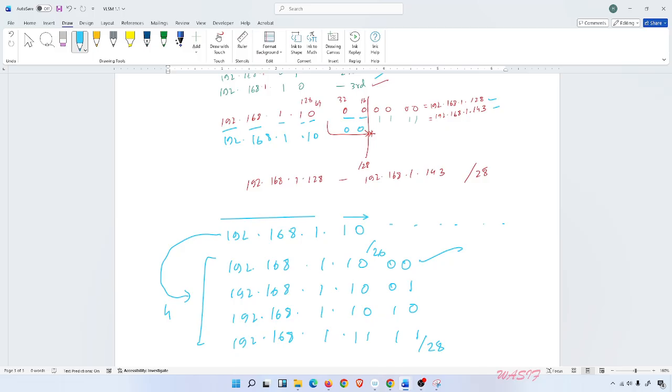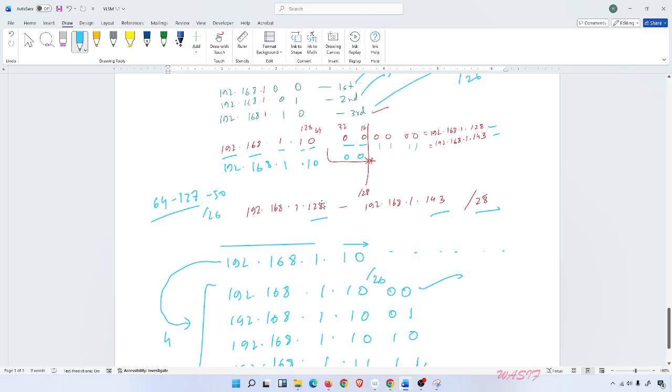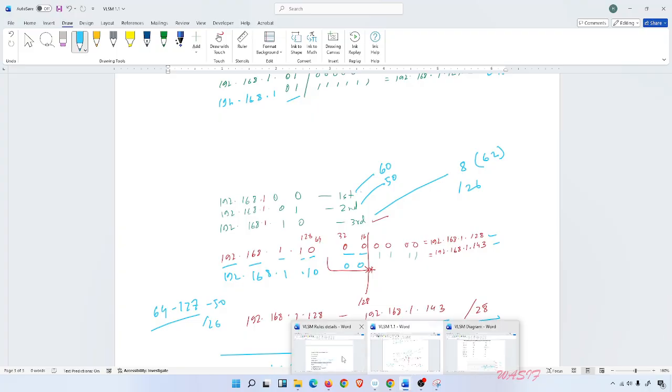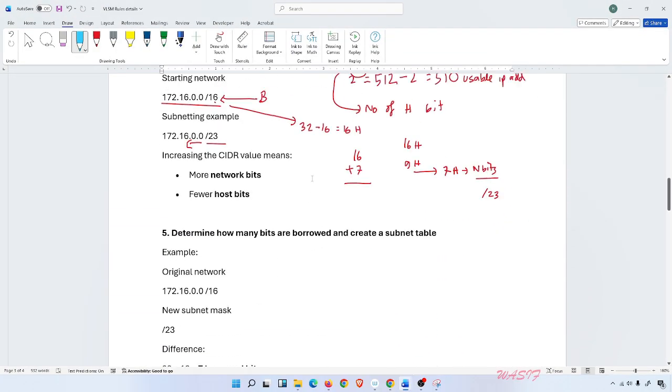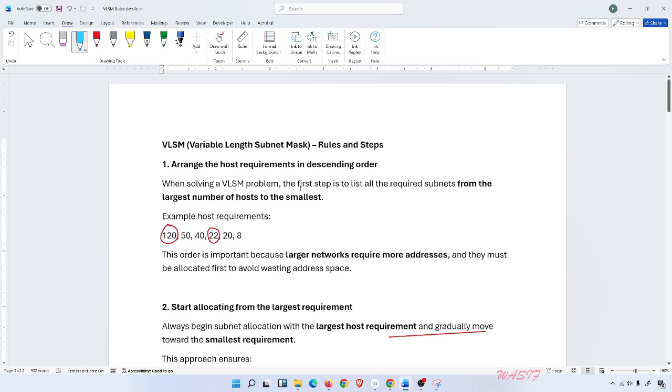So previously we had from 64 to 127. Now if you look at here, that is for 50 hosts. Now you have 128 to 143. Obviously it is /28. It was /26. However, there is no overlapping. So you can use this one.